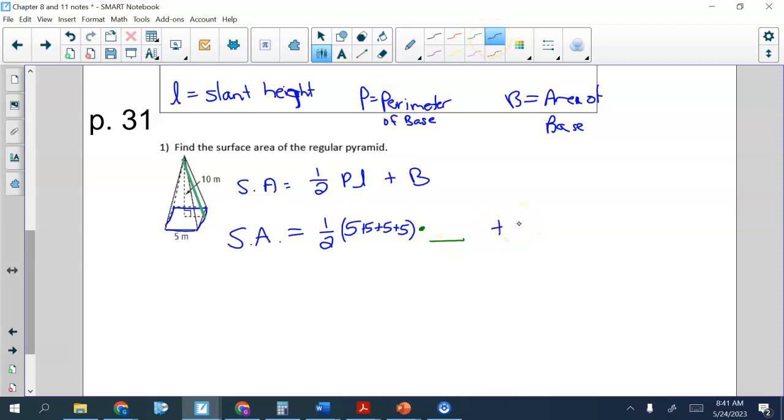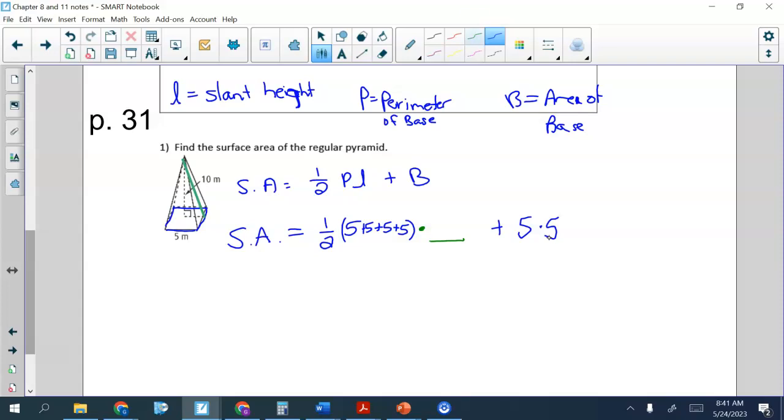Now we don't need to do 2 bases like we did for the prism because it doesn't have 2 squares in it. It only has the bottom square. There's no square on the top. So in our case, since it's a square, we can just take 5 times 5, or 5 squared.